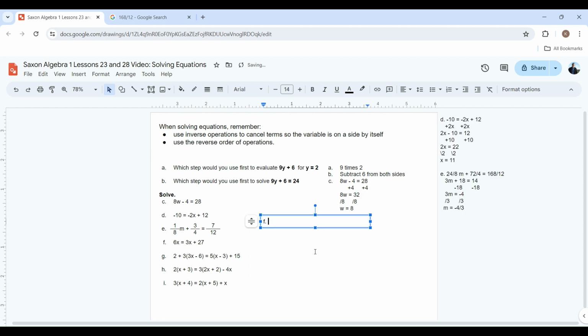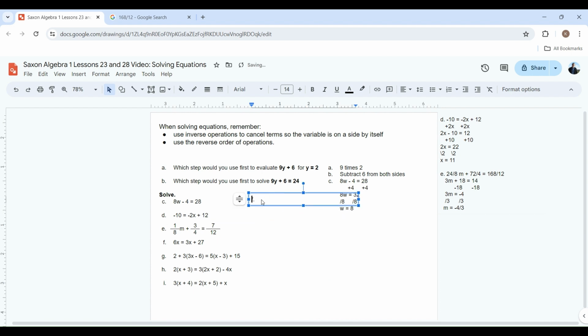Notice that starting with letter F, there's something different. I have variables on both sides of this one. What's the first step that I do when I have variables on both sides? I do an inverse operation that gets the variables on one side. So this is 6x equals 3x plus 27. I'm going to subtract 3x from both sides of this equation.